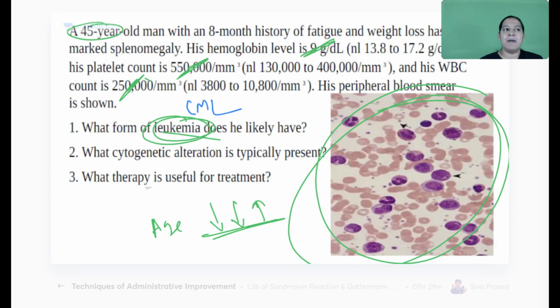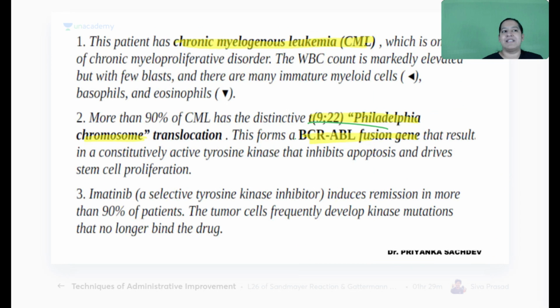So the diagnosis is CML. What is the abnormality in CML? Yes, 9;22. You all are right. Either you say 9;22 or you say ABL-BCR. You know what it is. On chromosome 9, ABL is present. On chromosome 22, BCR is present.